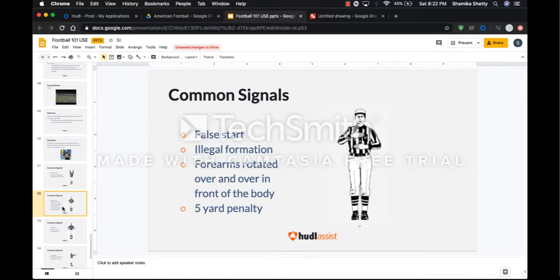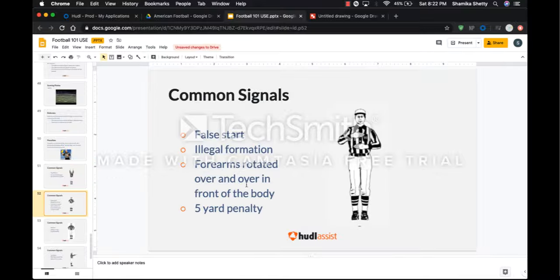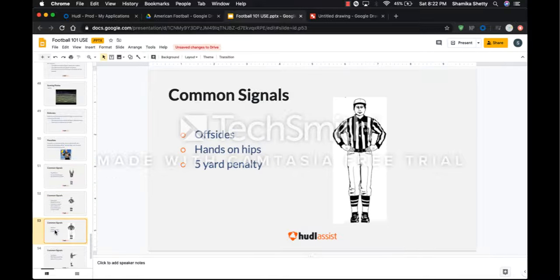Next. These are not very important for a game. This is one of the most important referee signals. These are just basic information. You can just go through it. Offsides.